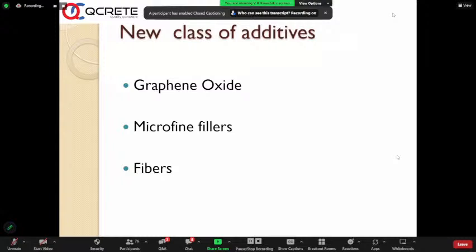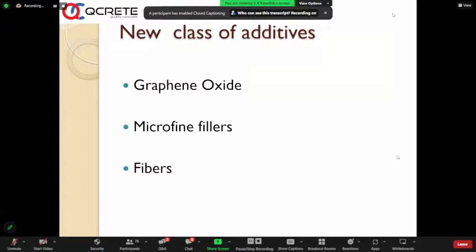A new class of additives has come into the picture. A lot of studies have taken place. The materials are graphene oxide, microfillers, fibers. Of course, fibers have been there for a long time. Different categories of fibers: steel fibers, polyvinyl alcohol-based fibers, polypropylene-based fibers, polyester-based fibers, natural fibers based on hemp. There is a multitude of fibers which are being used for different purposes, from mortars to ultra high performance concrete.